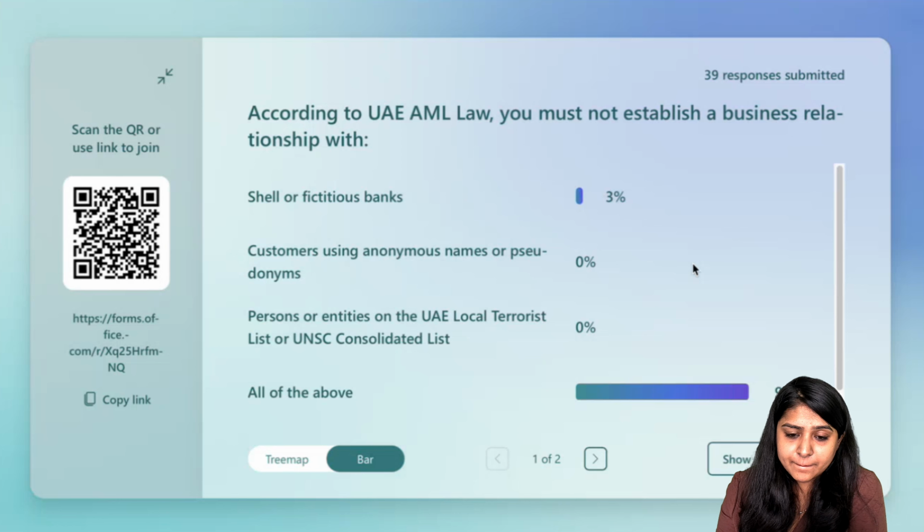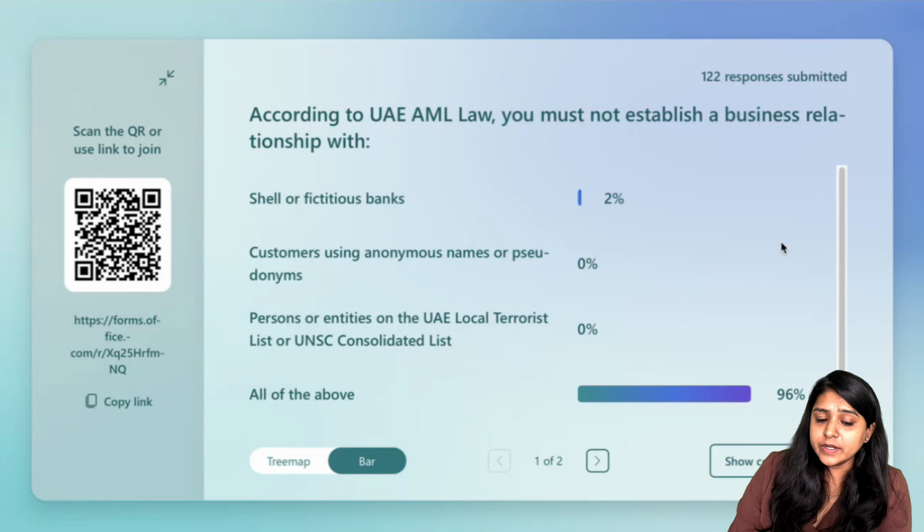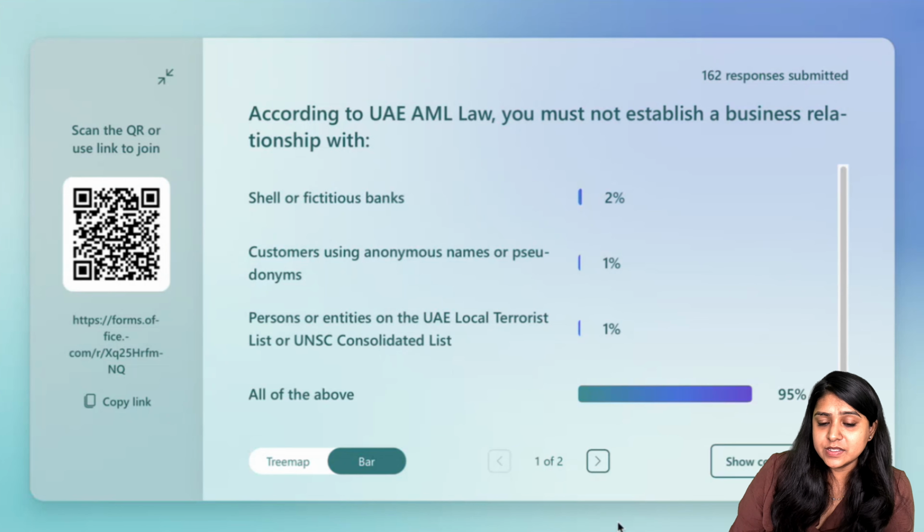According to UAE AML law, you must not establish a business relationship with whom? The options were shell or fictitious banks, customers using anonymous names or pseudonyms, persons or entities on the UAE local terrorist list or UNSC consolidated list, or all of the above. 94% of you have answered it correctly and it is all of the above. So you cannot establish a business relationship with them.